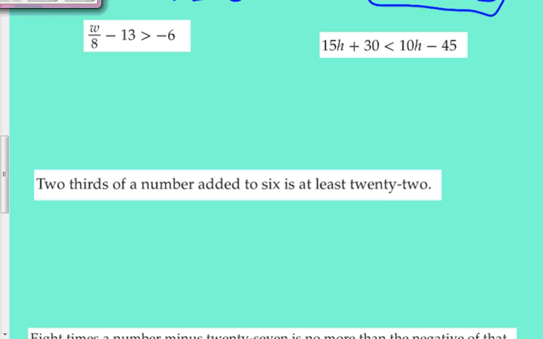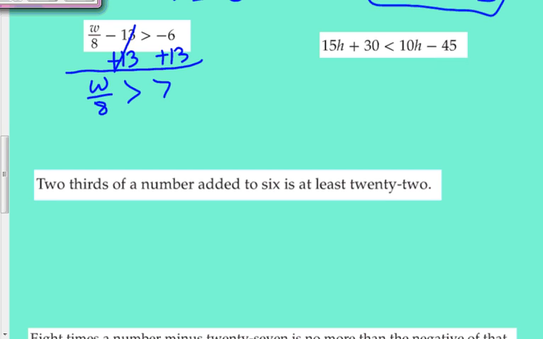All right, so now let's start with this one. Start by adding 13 to both sides. The 13's cancel, leaving W divided by 8 is greater than negative 6 plus 13 is positive 7.